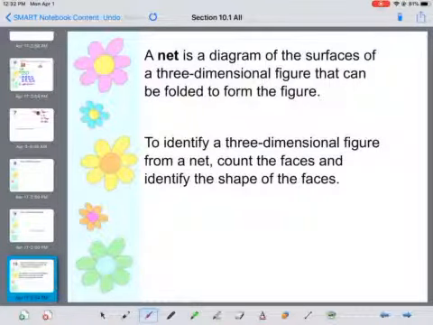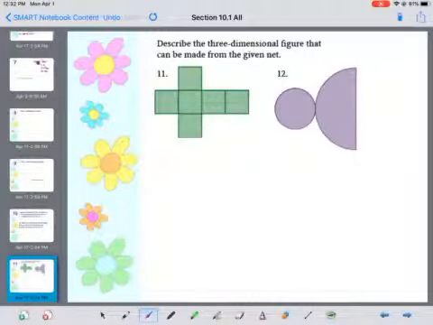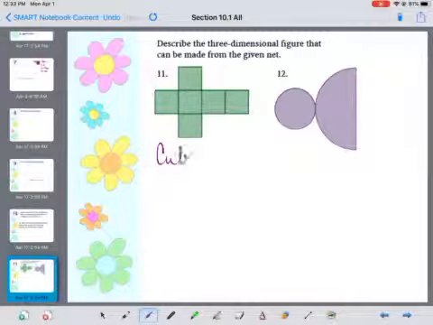To identify a three-dimensional figure from a net, you count the faces and then identify the shape of those faces and match that to whatever the shape would have to be. So let's take a look here. I notice I have 6 squares. So the figure made from 6 squares is a cube.